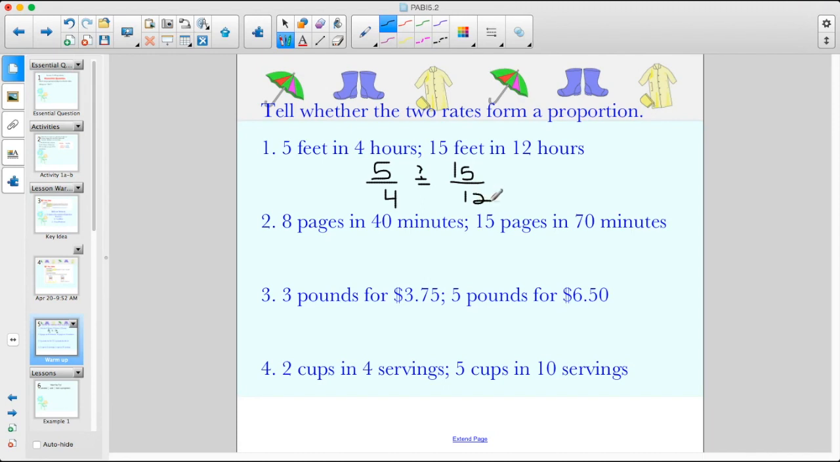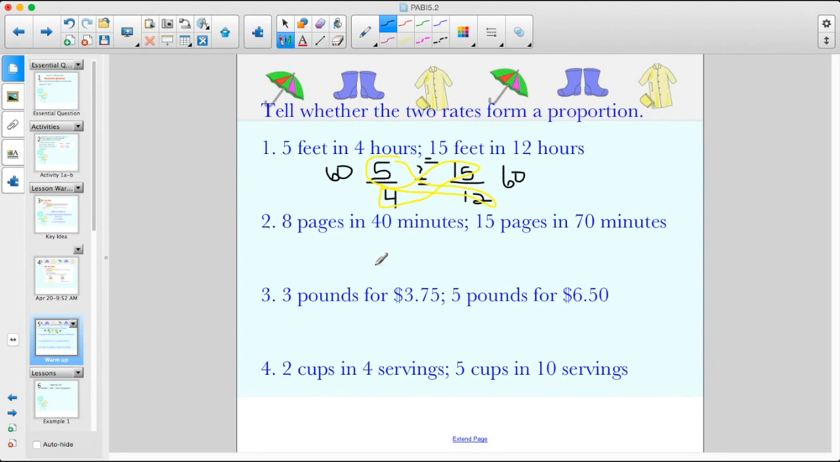Now, here's an example where it would be good to just use equivalent fractions. You can reduce 15 over 12 by dividing the top and bottom by 3. If you divide the top and bottom by 3, you would end up with 5 over 4. So that tells you right there they are equivalent. If you want to stick to the cross product method and you're just going to multiply on the diagonal, you would have to do 5 times 12 and 15 times 4. 5 times 12 would give you 60, and 4 times 15 would give you 60. Again, that's a second method to determine that they are in fact proportional because their cross products are equivalent.